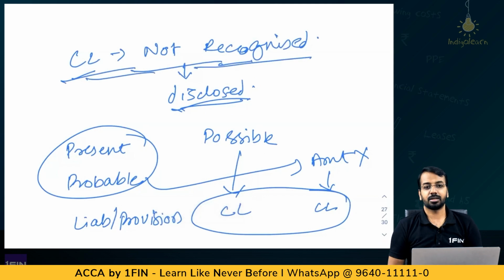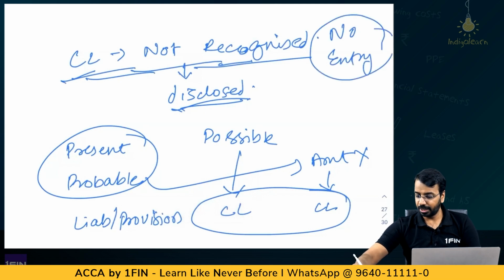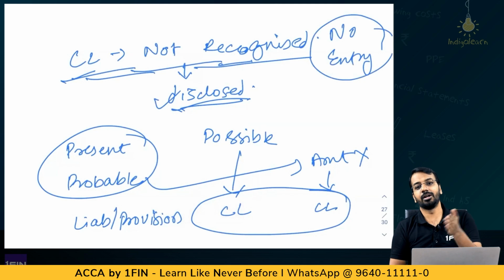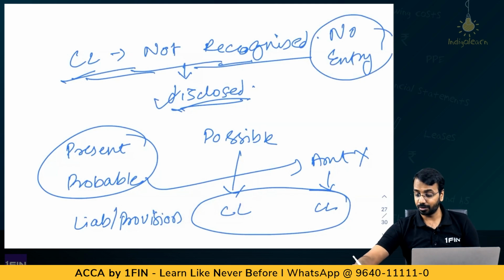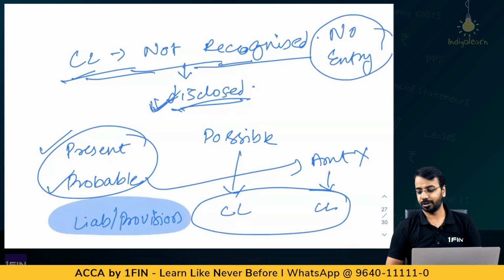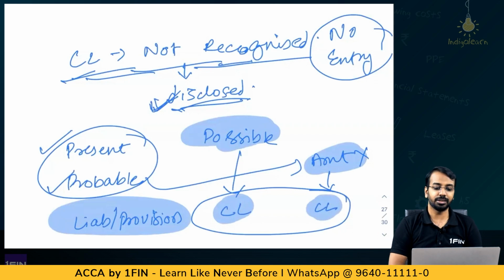Contingent liabilities are not recognized. Not recognized means they are not accounted, or for this you will not pass an entry. No entry. They are only disclosed in the financial statements. For example, a court case is going on and it's a contingent liability. We do not know whether we will win or lose, but we may lose also. If we lose, whatever amount you feel has to be paid has to be disclosed. So, if it is a present obligation and outflow of resources is probable, you will create a liability or a provision. If it is a possible obligation, then you will disclose a contingent liability. If you cannot determine the amount, then also you will disclose a contingent liability.